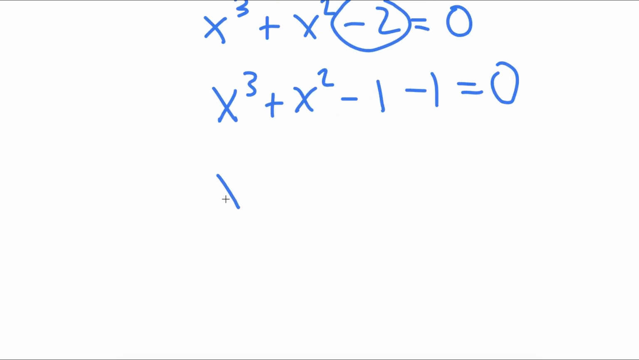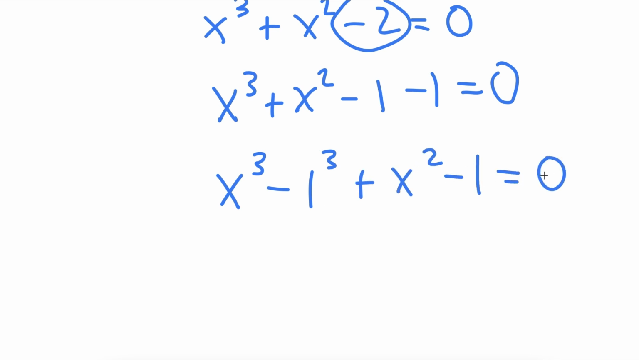And now I'm going to rewrite this as x to the power of 3 minus 1 to the power of 3, because 1 is the same thing as 1 to the power of 3, plus x squared minus 1 is equal to 0.